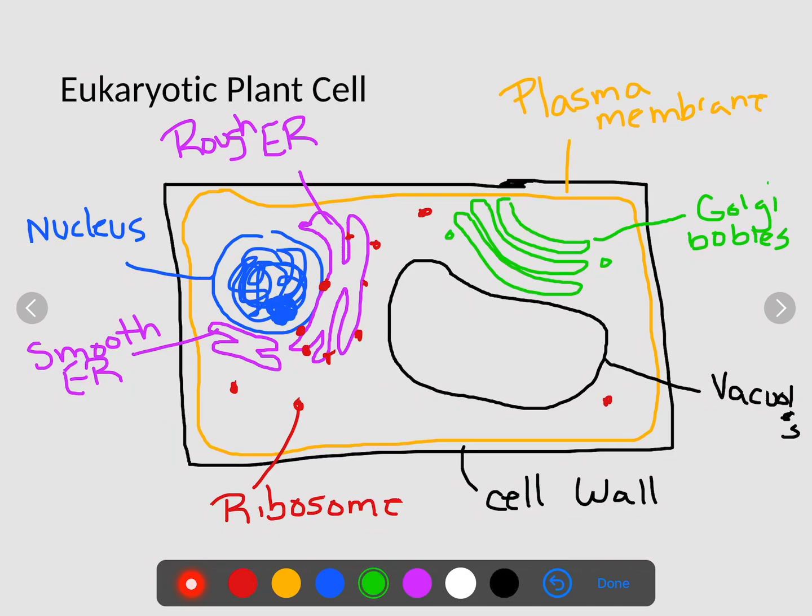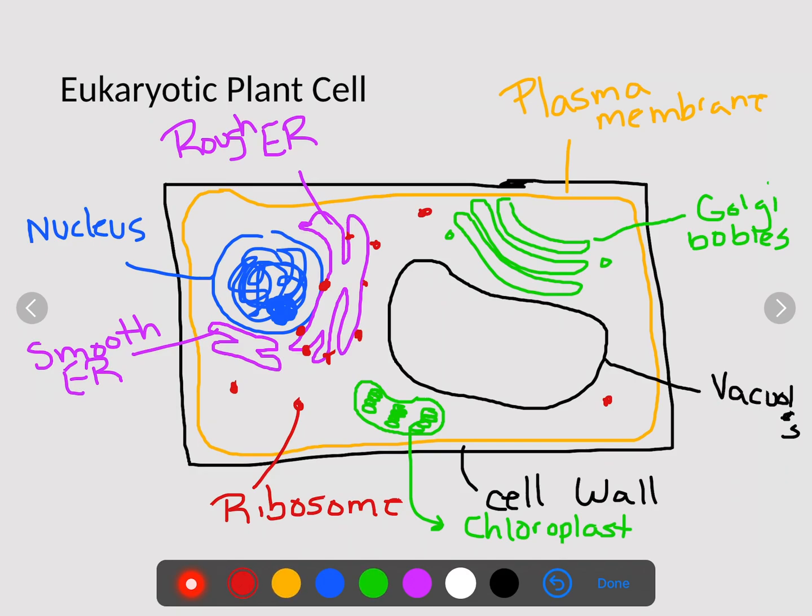Another thing they have, a very important one, is where photosynthesis occurs. And you'll notice that inside of these, there's usually these flattened discs. And this is actually what absorbs the sunlight for photosynthesis to occur. And again, this is called our chloroplast. Again, chloroplast is the site of photosynthesis.